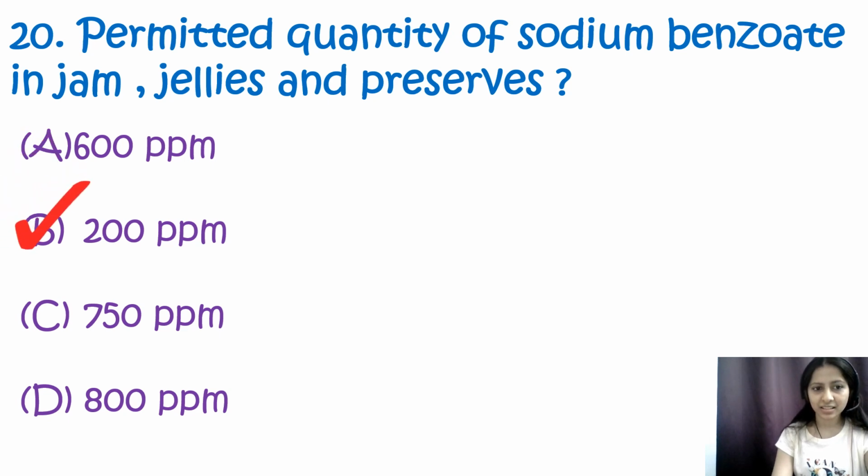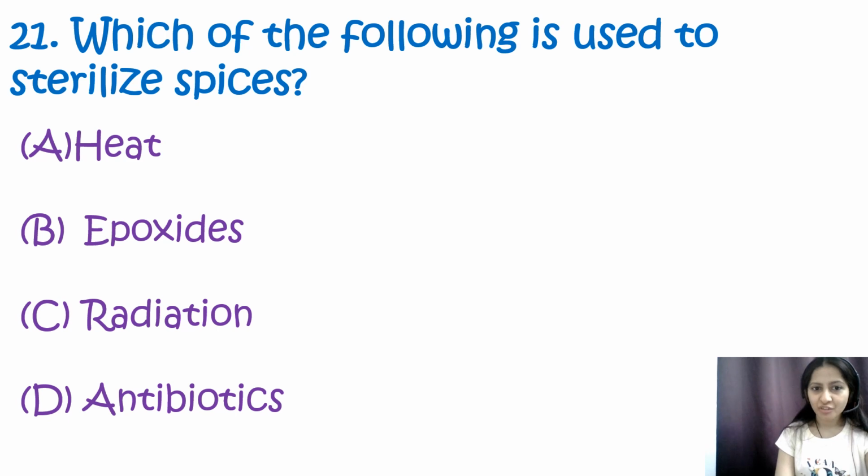Question number 21. Which of the following is used to sterilize spices? Options are heat, epoxides, radiations and antibiotics. Over here my correct option is C, that is radiation. Radiation sterilization, specifically gamma irradiation, is a common method to sterilize a variety of items including spices. This method is effective and does not involve any chemicals. That is why option number C is correct, that is radiation.